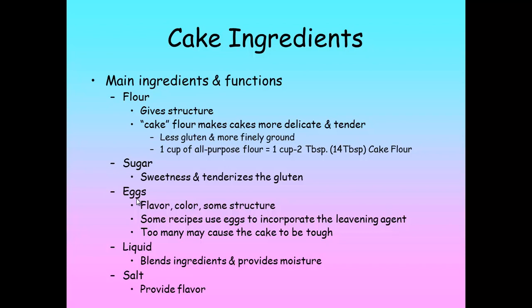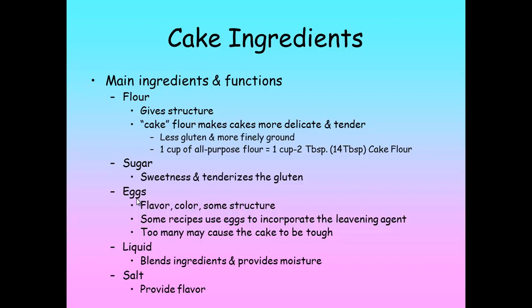Flour gives structure to a cake. You can use cake flour, which is going to make a more delicate and tender cake. And the reason why cake flour makes a more delicate cake is because there's less gluten compared to like all-purpose flour, and it's also more finely ground, so it's just going to yield a more light and fluffy texture. The ratio, if you didn't have cake flour, is 1 cup of all-purpose equals 1 cup and 2 tablespoons of cake flour. So you can kind of adjust recipes. If you don't have cake flour, you can use all-purpose flour in its place. You just want to kind of modify the amount.